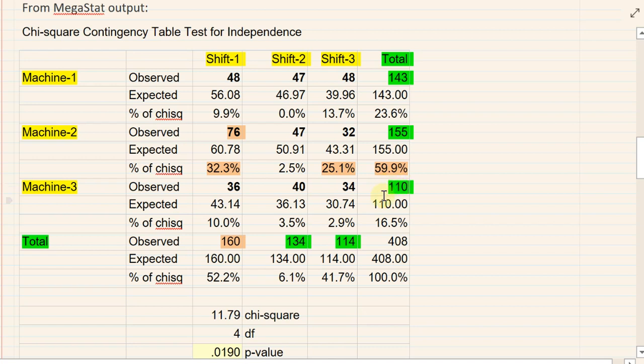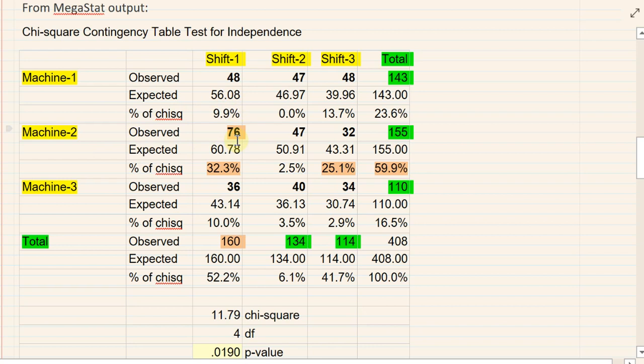Okay. Now, if you focus more closely here, for example, during shift 1 out of machine 2, there are 76 rejected handles out of 155. So almost half of those rejected handles come during shift 1 out of machine 2.